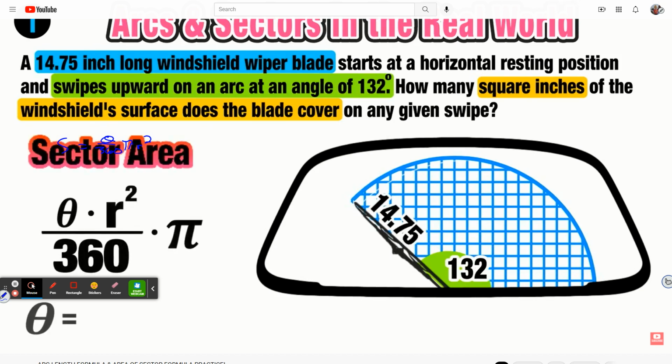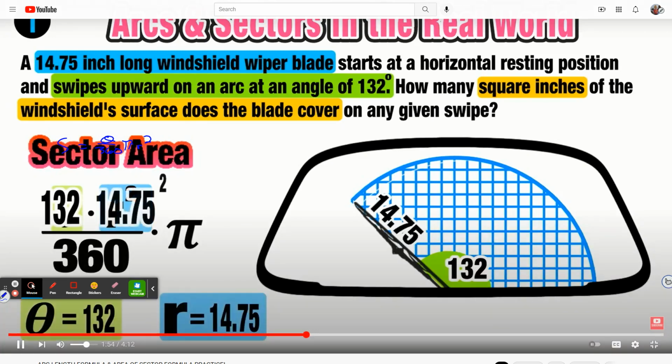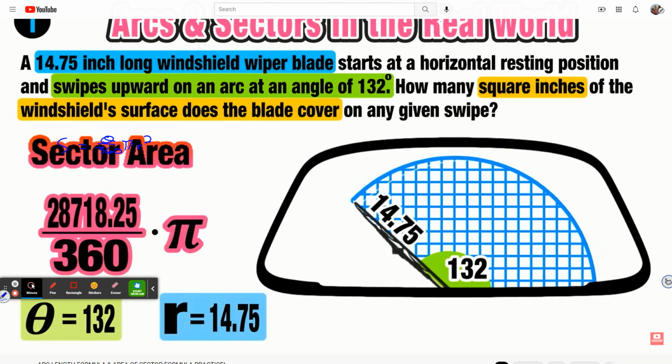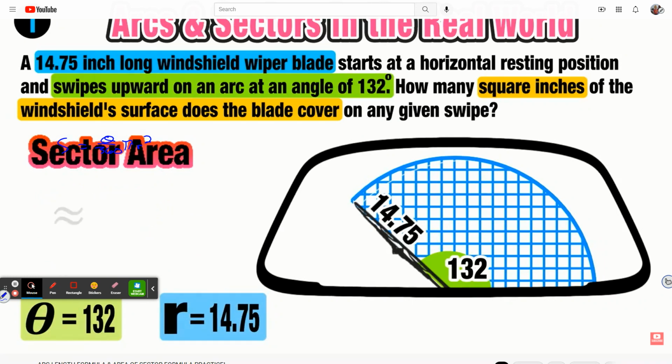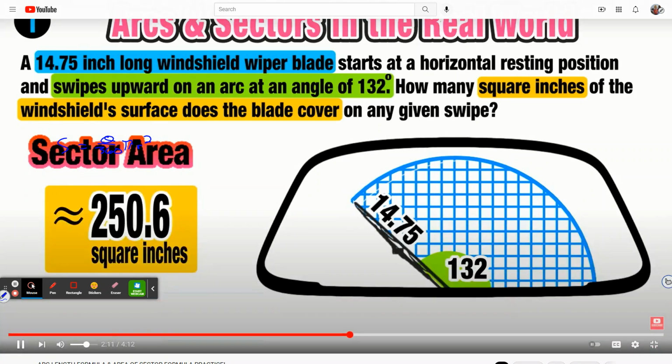Now for our formula, we need two things. We need the value of theta and the length of the radius, to square it, r squared with 14.75 squared. And then I just have to evaluate the rest of the formula, which should leave us with a sector area of approximately 250.6 square inches, the surface area of that sector.